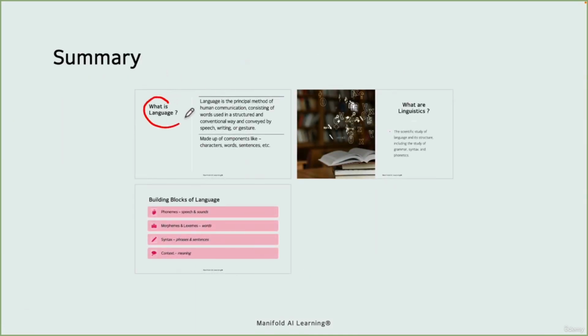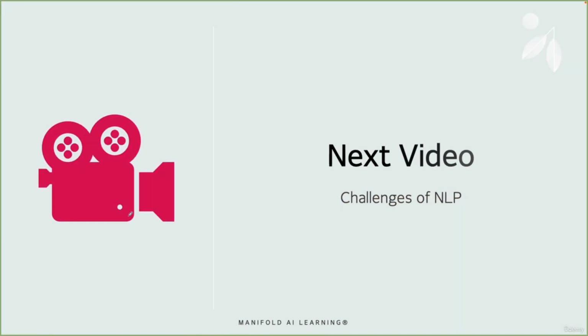So as part of today's session, you have understood what exactly a language is, which is a principal method of human communication, consisting of characters, words, sentences, sounds, and so on. You have understood linguistics, which is the scientific study of a language, and you have also understood the four major building blocks of any language: phonemes, morphemes and lexemes, syntax, and context. As we proceed in our next video, we will look into the challenges of natural language processing. Why is it so challenging and why is it rewarding as well? We will see everything in detail in the next video.